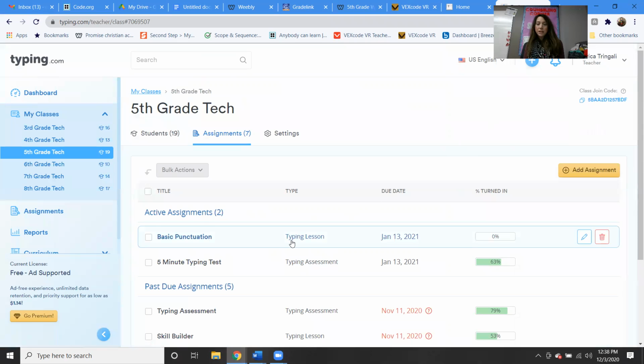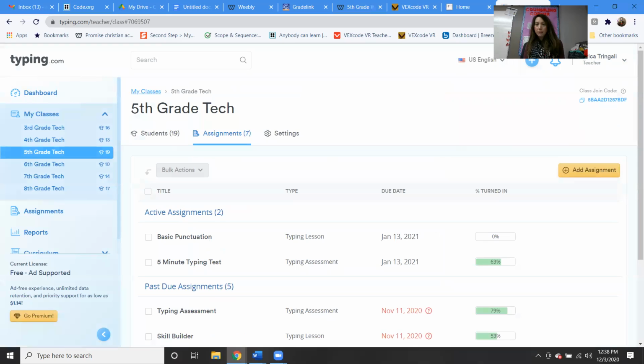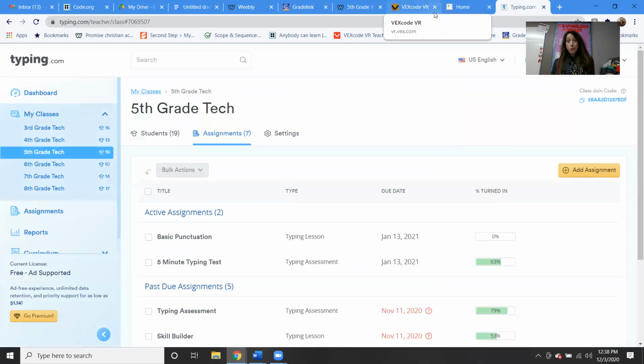Basic punctuation is this week's lesson. So please go in and do your typing, okay? Pretty easy, pretty straightforward, right? So you have to finish your Tech Innovators this week if you did not do it. And then you have to do your typing. If you missed last week's typing, you also have to do last week's typing as well, okay?